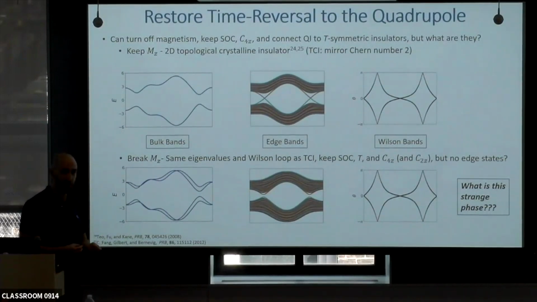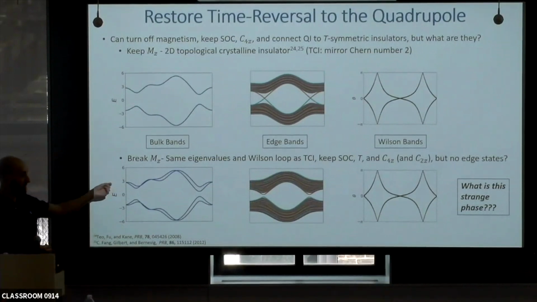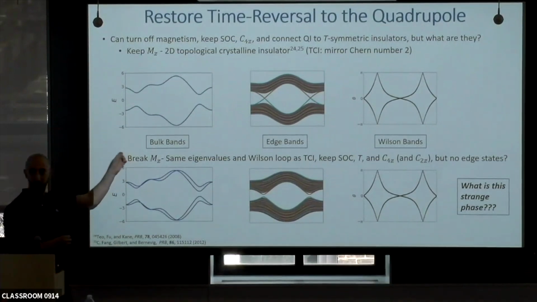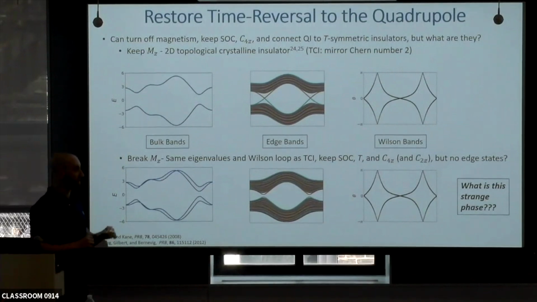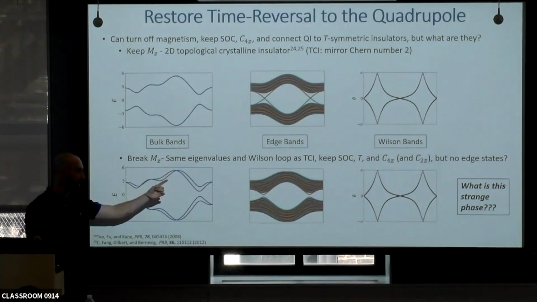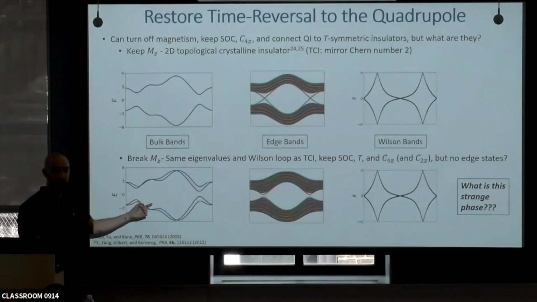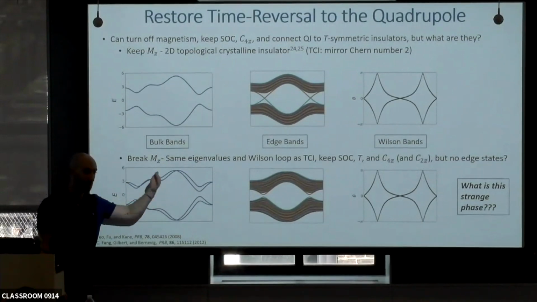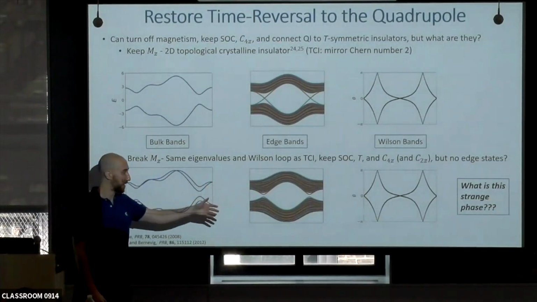Specifically, I can add terms that force the bulk gap open while allowing me to restore time reversal symmetry. What you find is that if I keep the quadrupole gap open and restore time reversal symmetry without closing the bulk gap, then the edge gap closes, and I realize a mirror Chern number 2 topological crystalline insulator. But since Mz is not a symmetry of the quadrupole, I can also break Mz and do the same process. So I can connect the quadrupole gap to some other phase with all the quadrupole symmetries, T symmetry, and no mirror. And I get the same winding Wannier spectrum, but I don't get edge states.